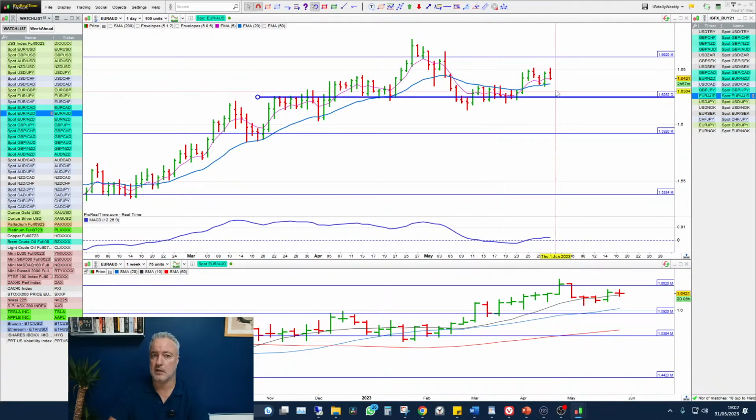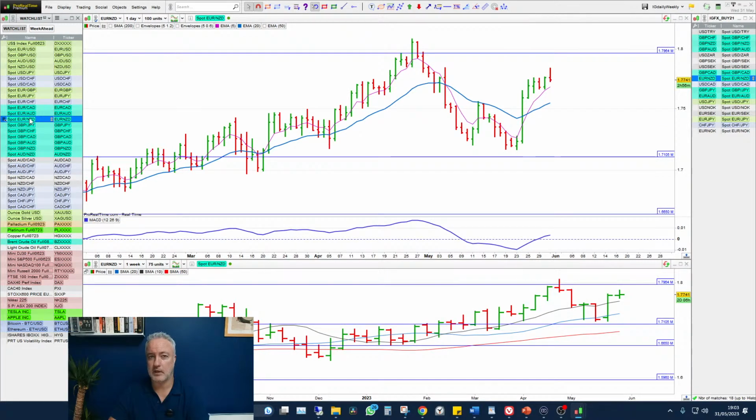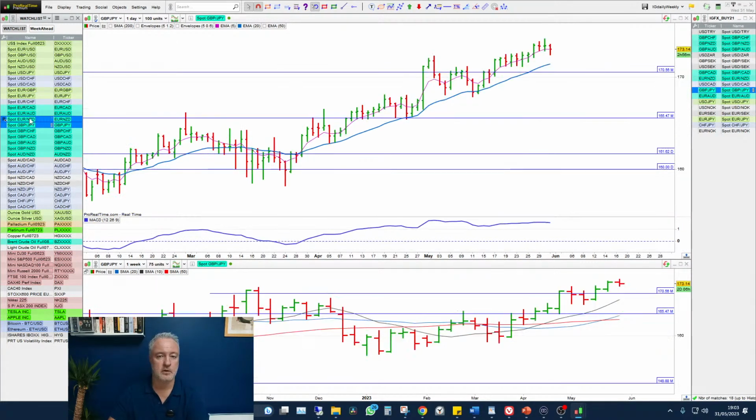Euro Aussie, I'm in on this trade as well. So triggered in on Euro Aussie. Euro Kiwi, no setup. Pound yen might be a setup here. Pound yen might be. Again, it's yen pairs, isn't it?